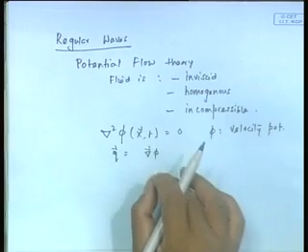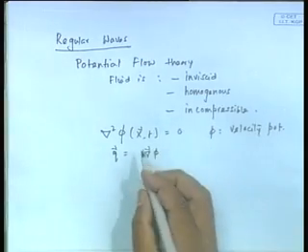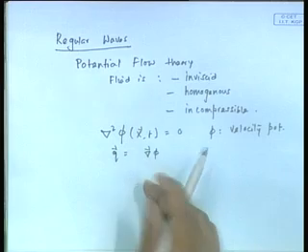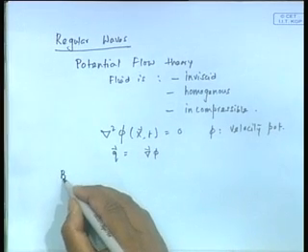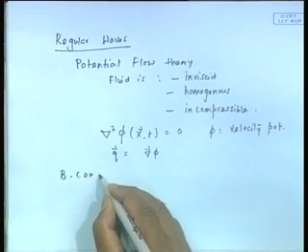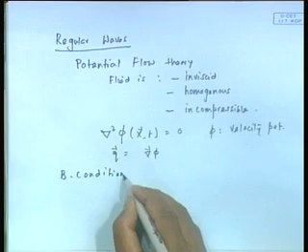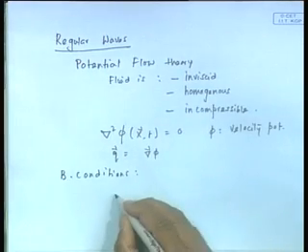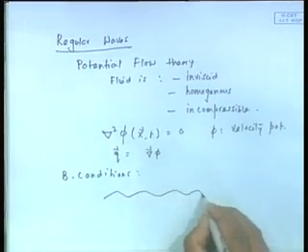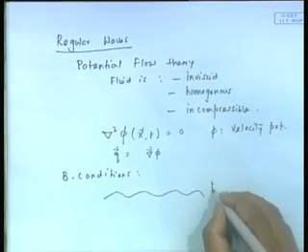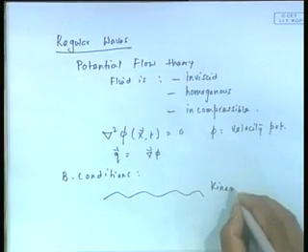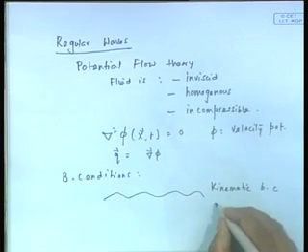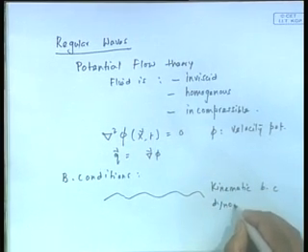Now, for surface gravity waves, if you want to study them, you have to have certain boundary conditions imposed on the fluid. So, there are so-called boundary conditions. There are two boundary conditions that become relevant. One is what we call the kinematic boundary condition, and one is what is called the dynamic boundary condition.